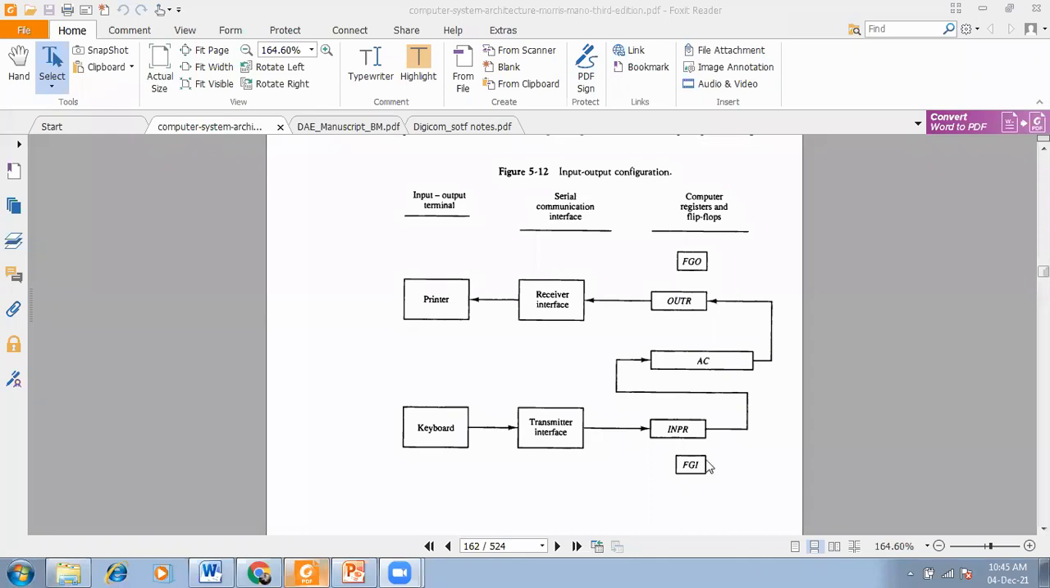So the default condition is FGI is equal to 0 when there is no communication between these two. At that time, the keyboard can send the data. When FGO is equal to 0, the output register can send the data to the output device, that is the printer. So this is all about your input output configuration. I think this is clear to you. Still, if you have any doubt, you can ask me the question. Otherwise, we'll move to the next part.